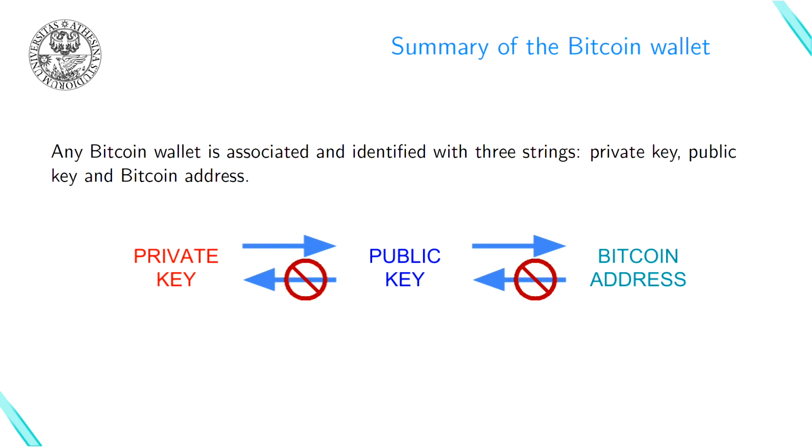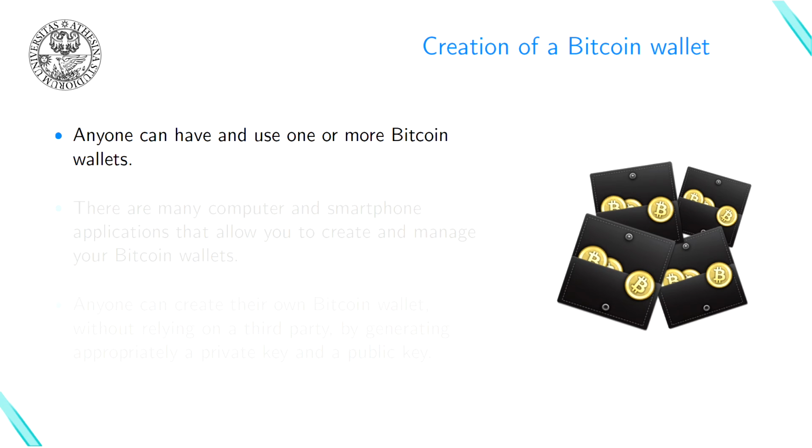To summarize about the Bitcoin wallet, remember this. Any Bitcoin wallet is associated to and identified with 3 sequences of digits and letters: the private key, the public key, and the Bitcoin address. Anyone can have and use one or more Bitcoin wallets.